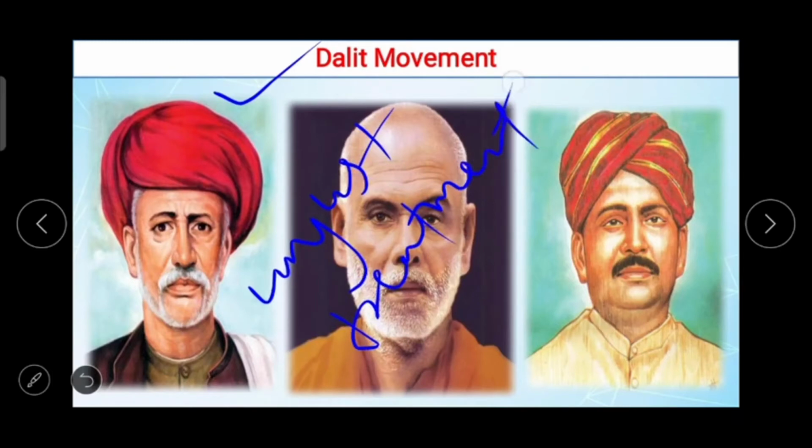Education was not allowed, then the water at the common places was also not allowed, and working in the places where all can work was also not allowed.